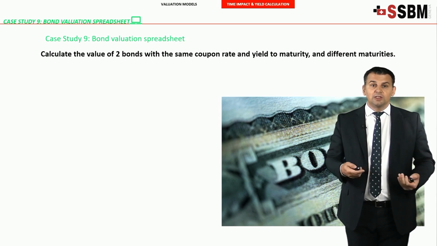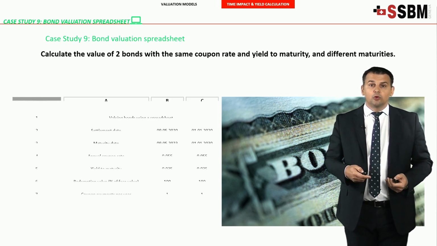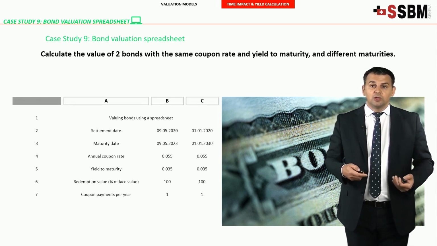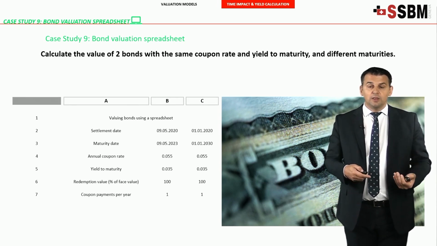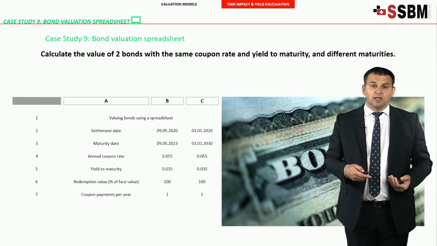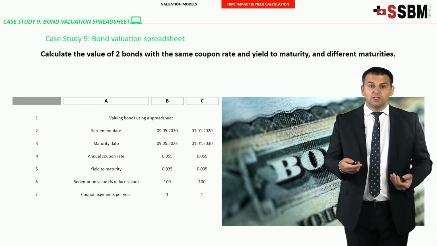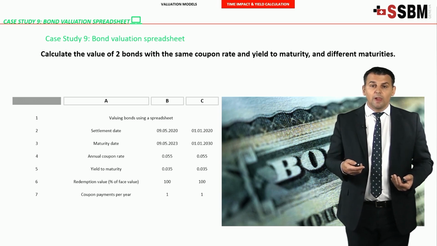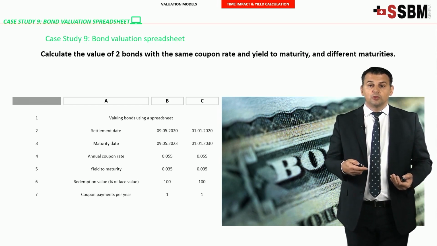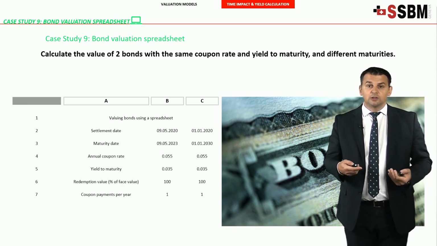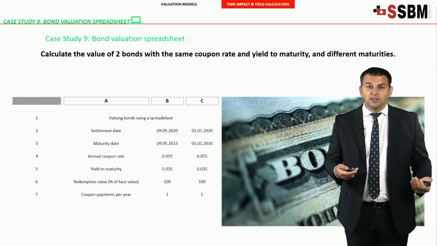So we shall calculate the value of two bonds with the same coupon rate and yield to maturity, and different maturities. You can see here in column B, from the 9th of May 2020, three years after, there is a maturity date. So this is the first bond. The second bond is from the 1st of January 2020 to the 1st of January 2030, 10 years. So first on 3 years, second on 10 years.